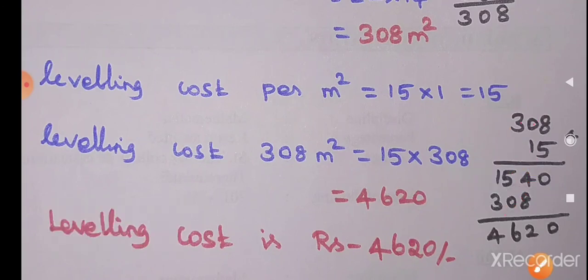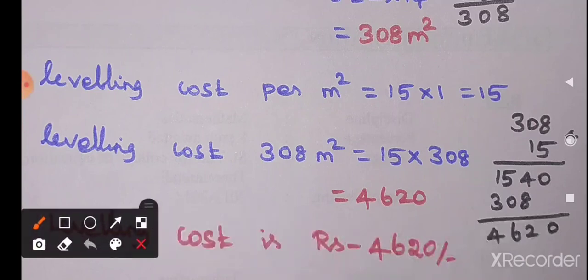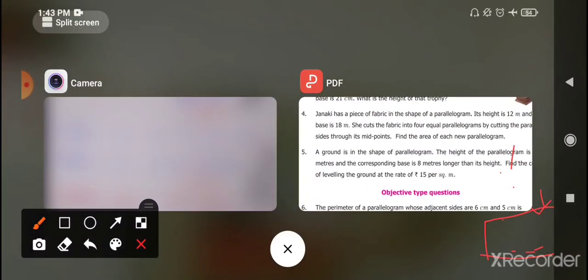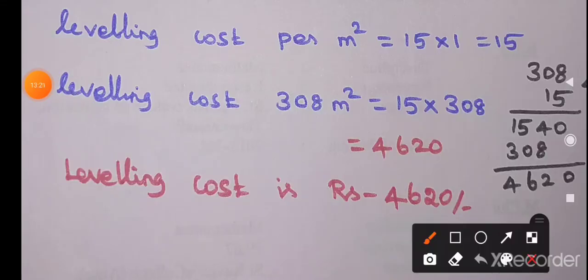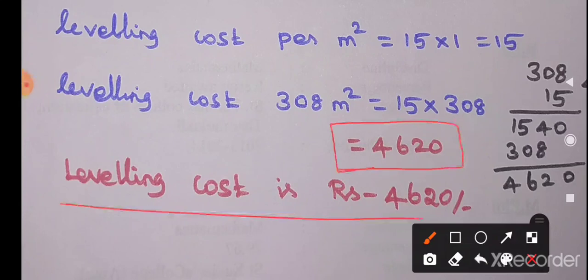So we are adding these terms. 0 as it is. 4 plus 8 is equal to 12. So 12, balance 1. 5 plus 1, 6. Here 6. 1 plus 3 is equal to 4. So the cost of leveling amount is 4,620. The leveling cost is 4,620 rupees. That's it.